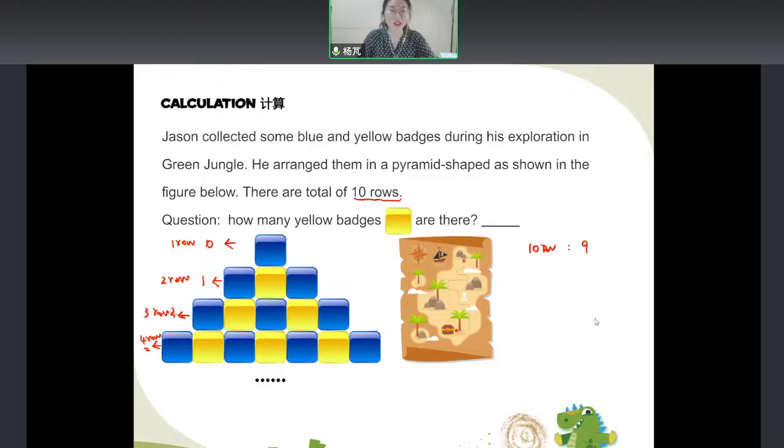So if we want to know how many yellow baggage altogether, you just do 1 plus 2 plus 3 plus 4 plus, and so on, until 9. The sum of them is actually 45. This is a triangle number. Do you remember we learned it before, the triangle number?